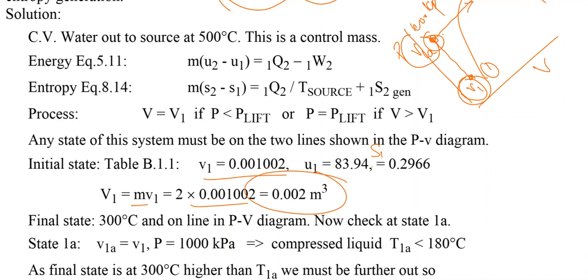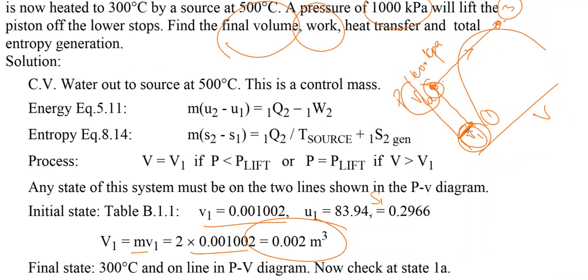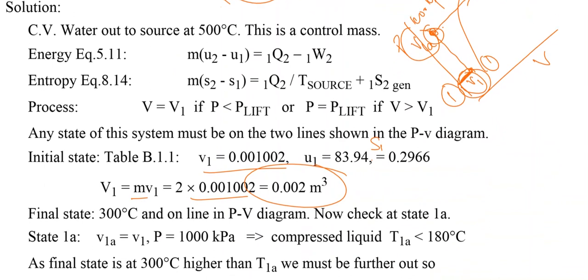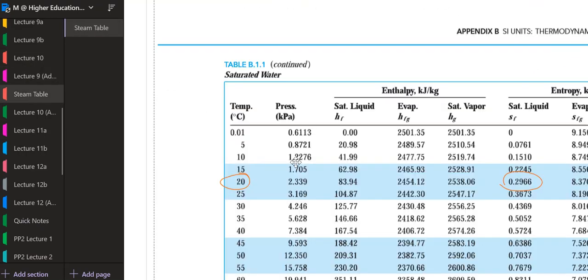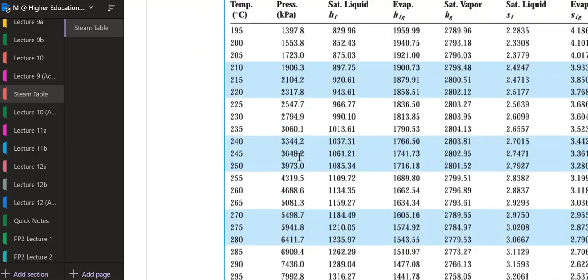Now we move towards another state. That's state number one, when the pressure was 100 kPa and the temperature was 20 degrees centigrade. Moving towards 1000 kilopascal now, the volume V1 would be equal to volume V1A, which means that at 1000 kilopascal the volume would remain constant. Now let me check the value of Vf in the steam table at 1000 kilopascal.